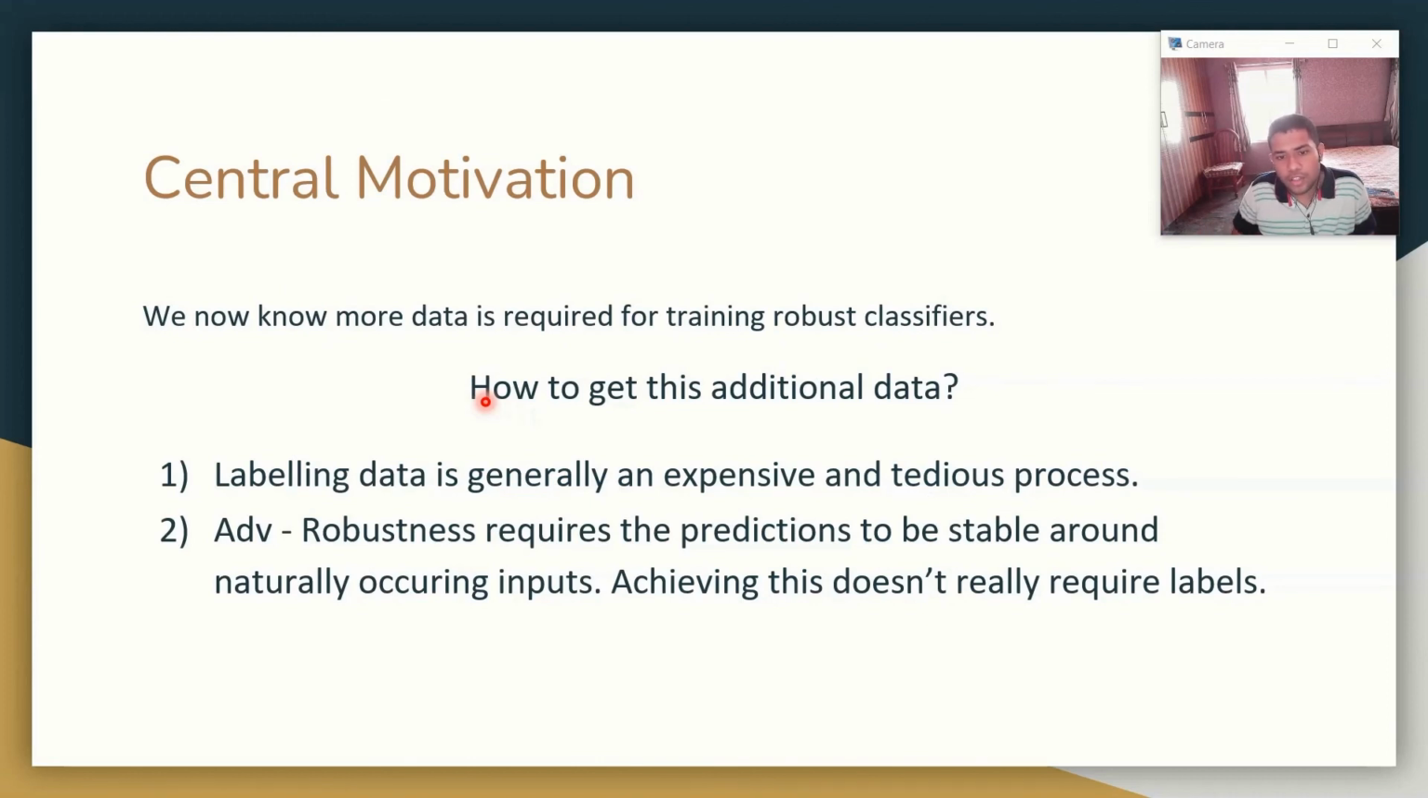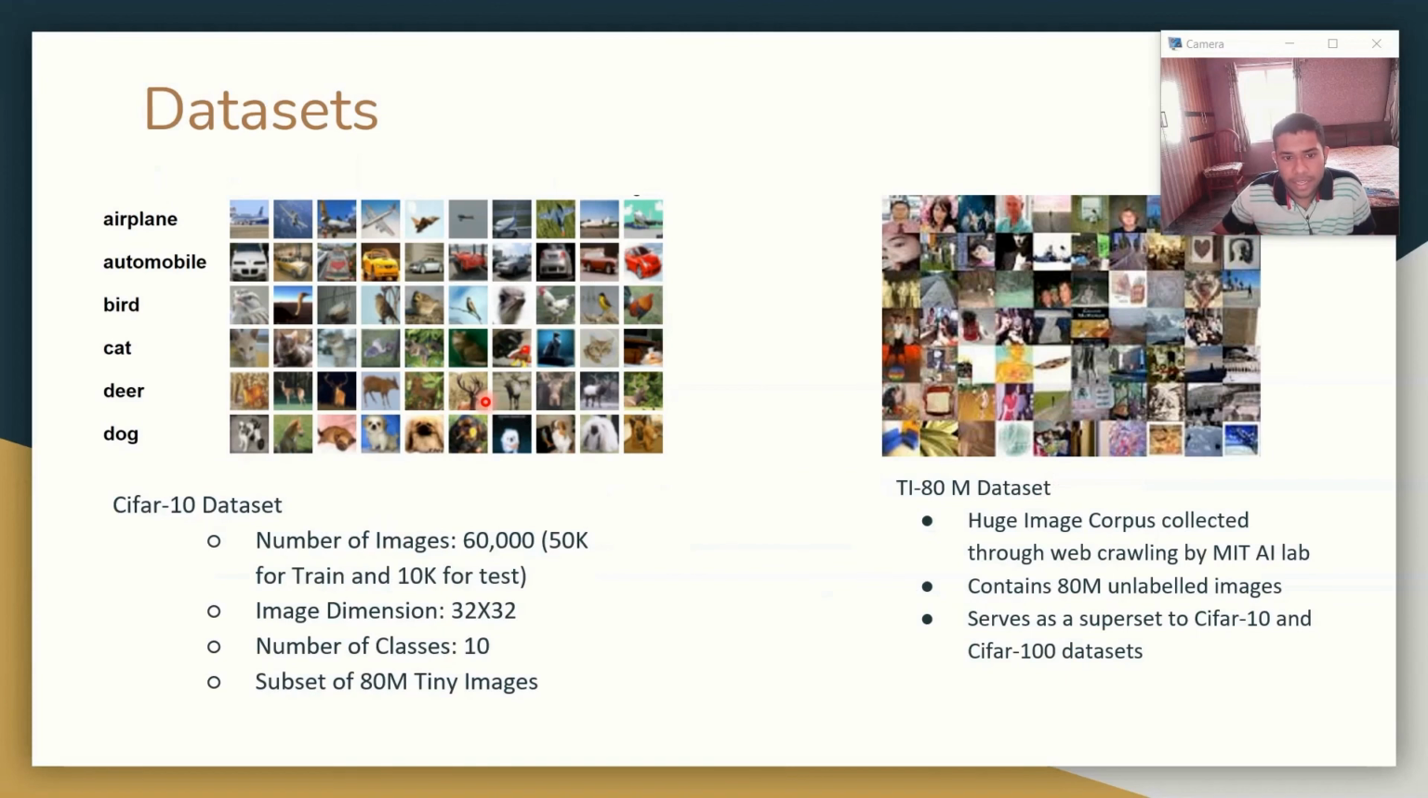So now the central motivation of this paper, unlabeled data for adversarial robustness, is: where do we get this additional data, having known that there is a sample complexity gap? Because we know that labeling data is generally an expensive and tedious process, and it takes a lot of time and money as well. Adversarial robustness also requires that the predictions have to be stable around naturally occurring inputs. Achieving this does not require labels as such. So this paper is trying to solve the problem of the sample complexity gap using unlabeled data. So they're not necessarily labeling the data in this case. The datasets they're using are the CIFAR-10 dataset and the Tiny Images 80 million dataset.